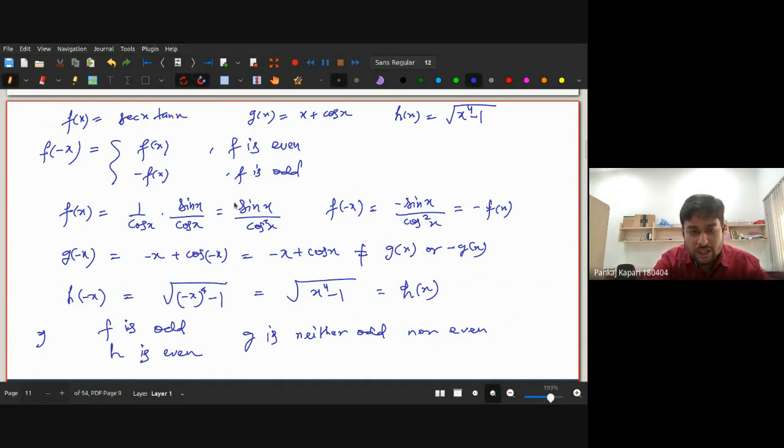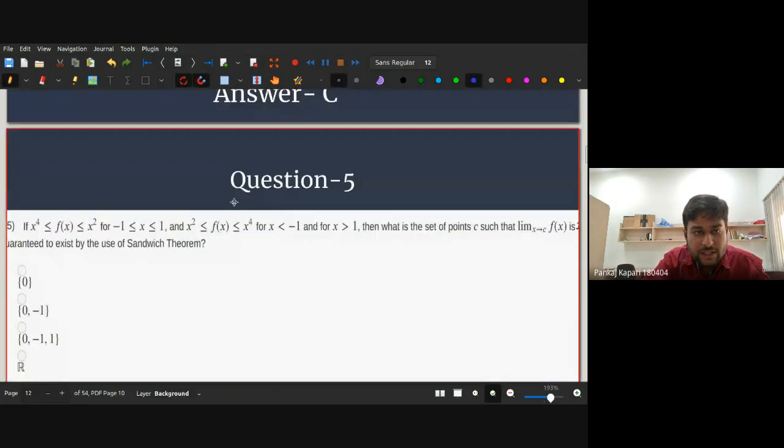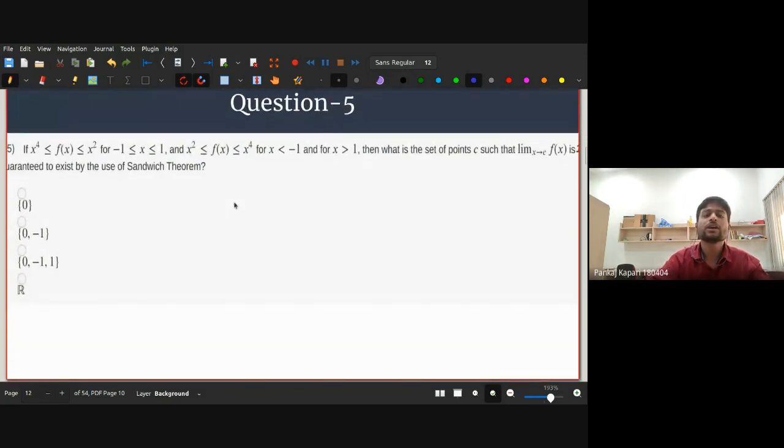Okay, so if there are no other questions, let's move to the next problem. What is given in this problem is that when x lies between minus 1 and 1, your function lies between x to the power 4 and x square. So there are some inequalities, one is this and one is this, depending on where x lies. And it asks for which values of c this limit is guaranteed to exist by the sandwich theorem, not by any other means.